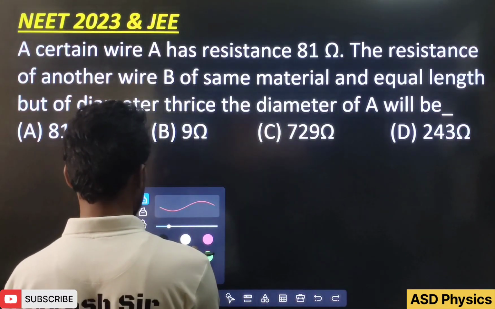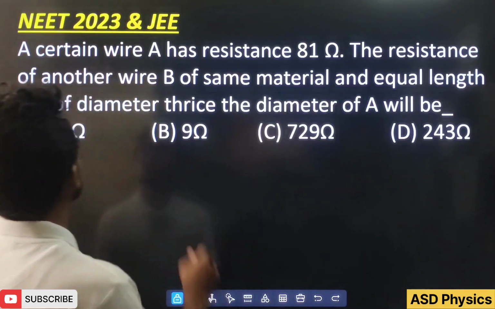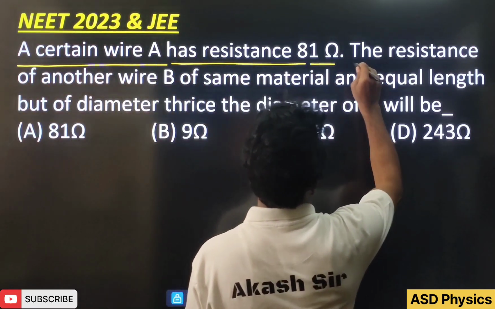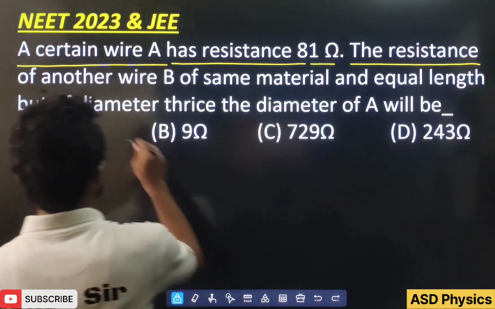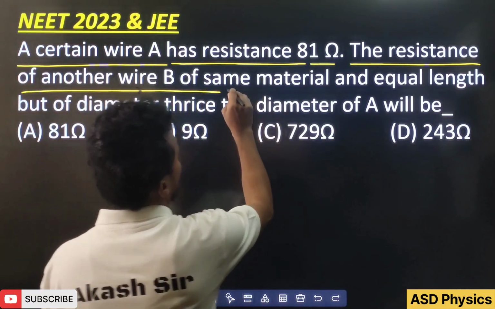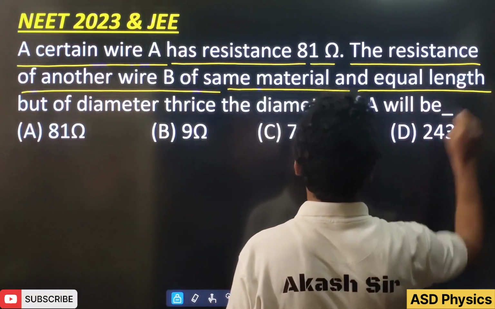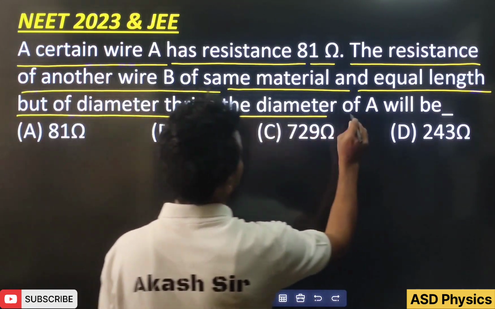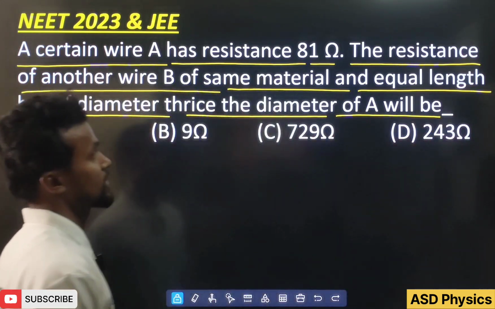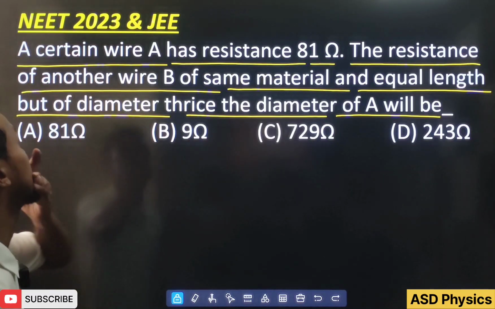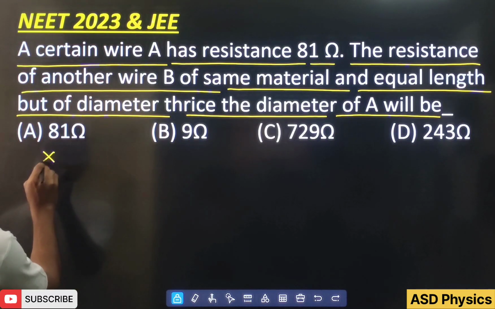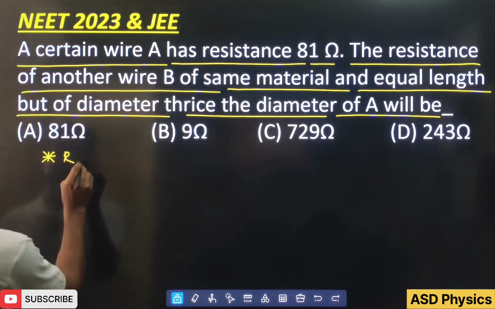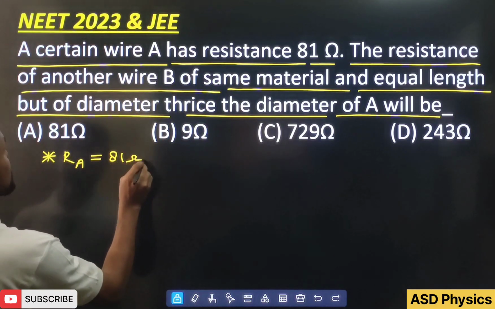Okay, next question. NEET 2023, a circuit wire A has resistance 81 ohm. The resistance of another wire B of same material and equal length but of diameter thrice the diameter of A will be how much? Now, thrice the diameter of A. So we'll write down the data first. What is given here? Wire A has resistance 81 ohm. So RA is given 81 ohm.